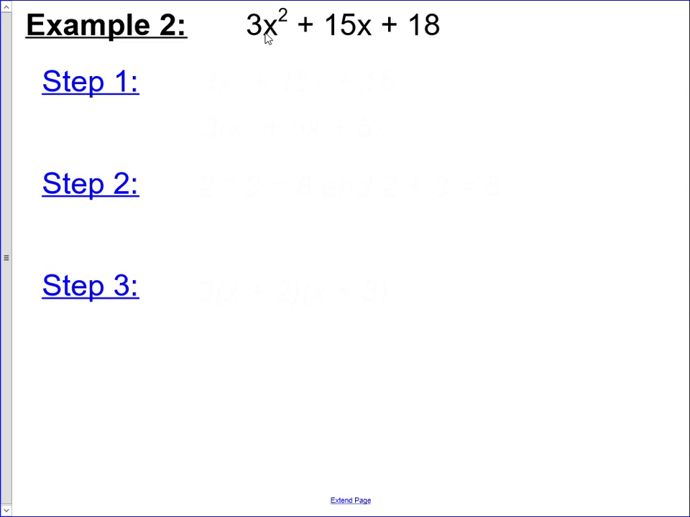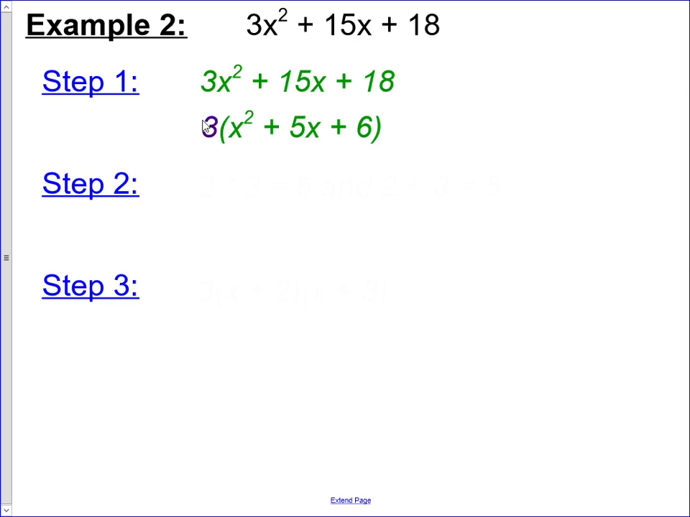Here's our example of 3x squared plus 15x plus 18. Well, looking at these, our coefficient, or a, happens to be 3. Well, 3 is a factor of 15, and it's also a factor of 18. So we can factor that out, and we can say that 3 times x squared plus 5x plus 6 is the same thing. We've used the distributive property here, and we've factored out the 3.